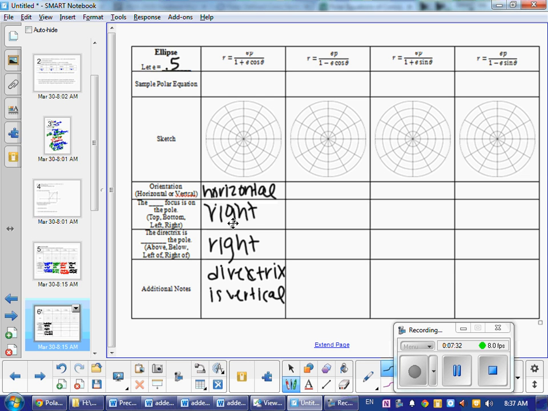That's okay. The calibration is off. All right, let's just do one more. Let's do the third column, 1 plus sine theta. Again, let's see what we can do without the graph, and then we'll check the graph. So what's its orientation going to be? We're doing the third column, 1 plus e sine theta. Yep, it will be vertical.